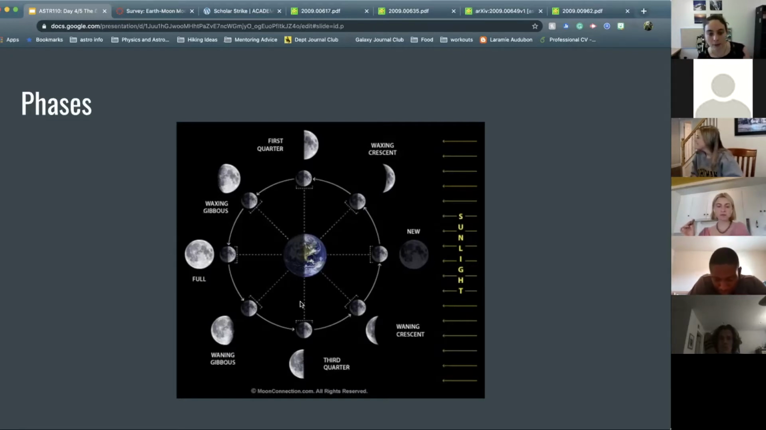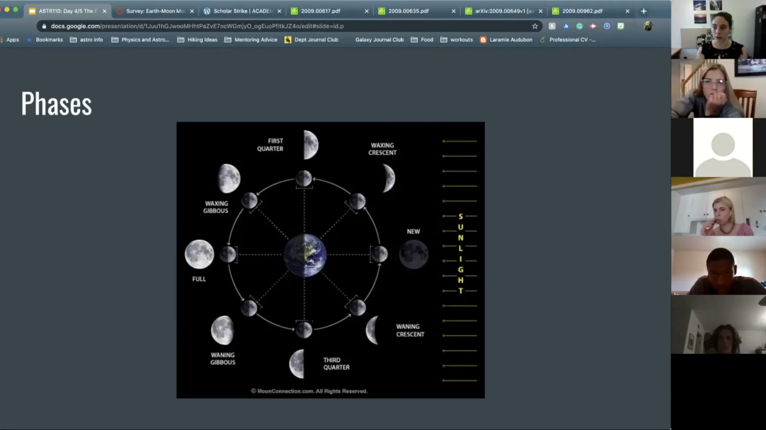Then we move through the waxing and waning phases, the crescent and the gibbous. The illuminated half always points towards the sun, and the dark half always points away. Depending on where it is with respect to Earth, we see different amounts of the illuminated side.